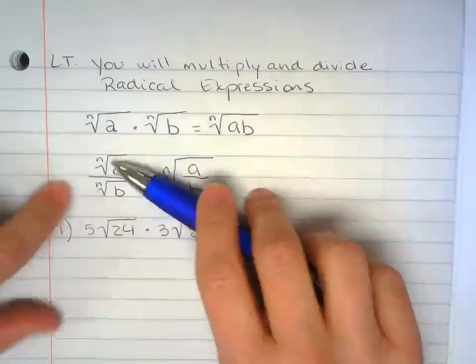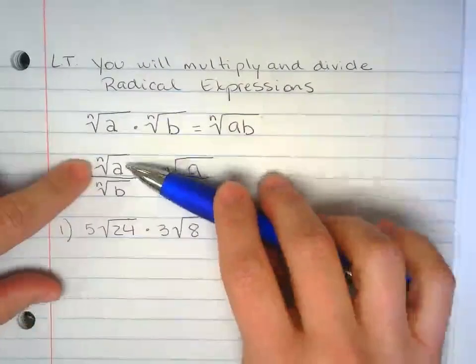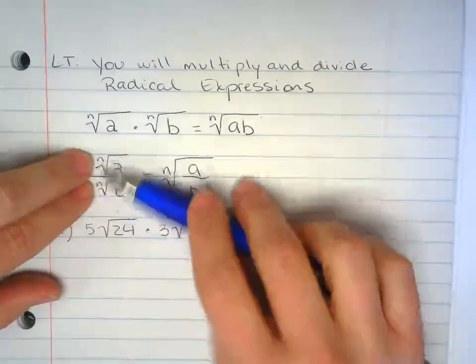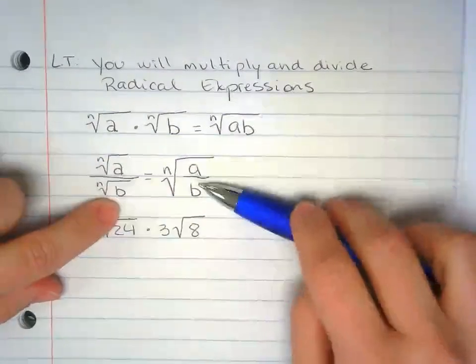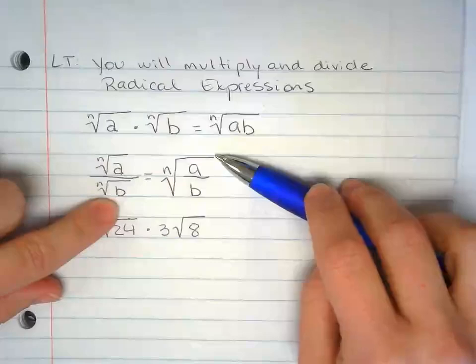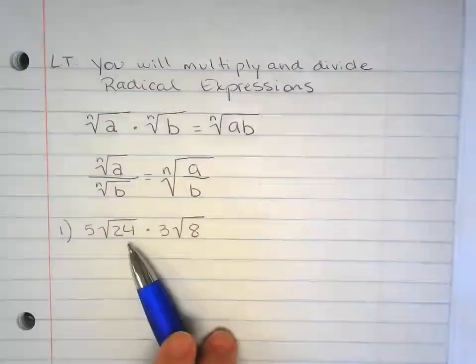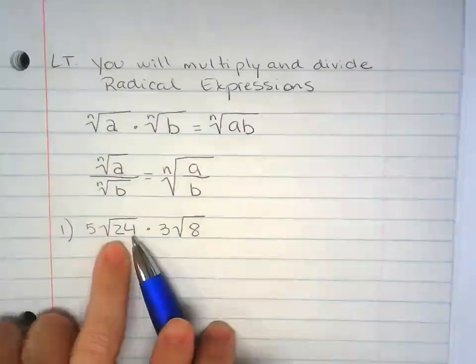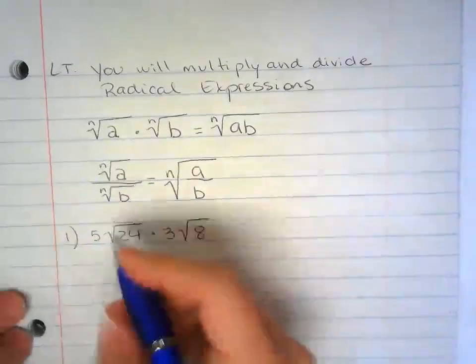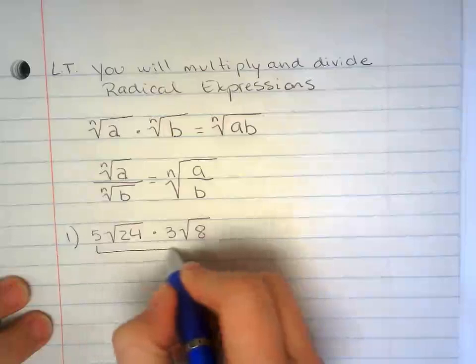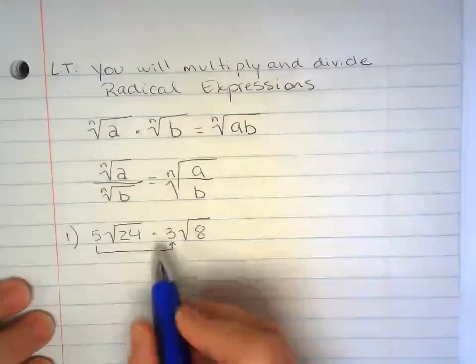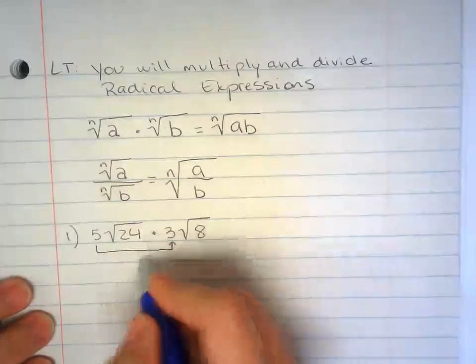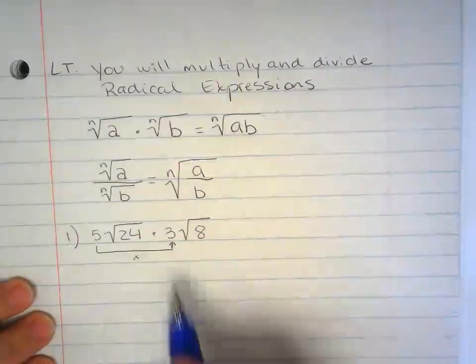And the same goes for division. If the indexes are the same, you can divide those numbers and put them all under one root. Let's see what that looks like for us right here. What's outside of the root stays outside. So this is telling us to multiply, and that's what we're going to do.